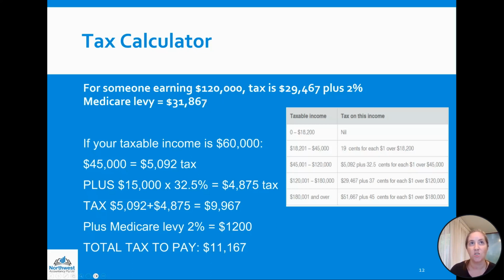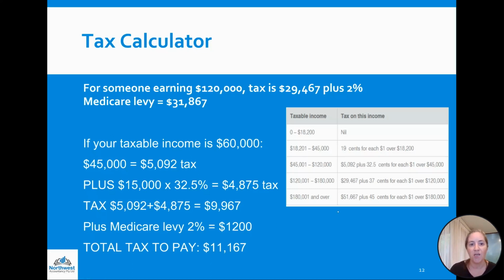paying is $31,000. This person earning $60,000, they're earning half of that 120, but their tax is less than half. And the reason for that is because the tax brackets are weighted to a higher tax bracket. So the more you earn, the more tax you pay.